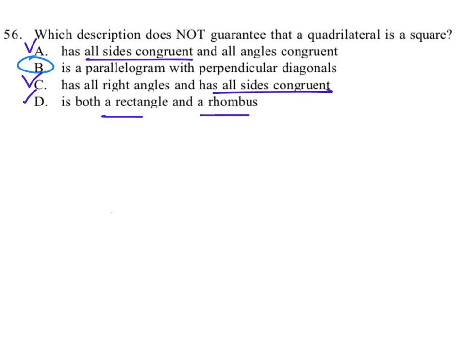Okay, but the perpendicular diagonals, that can happen in a rhombus without making it also be rectangular, and so B is the answer.